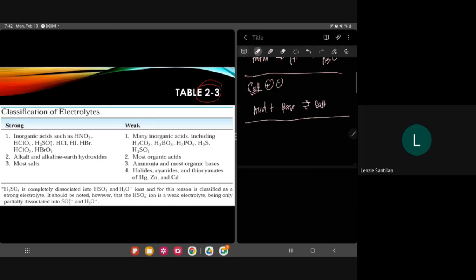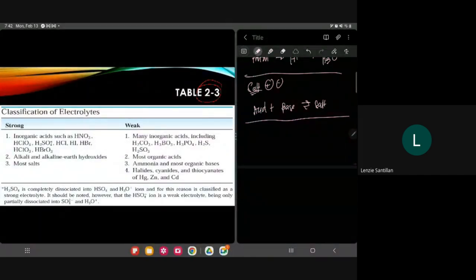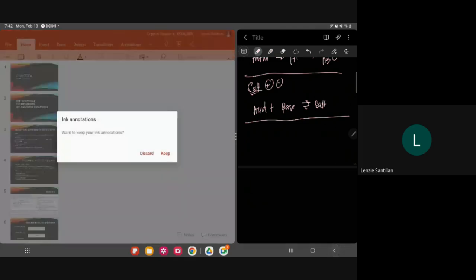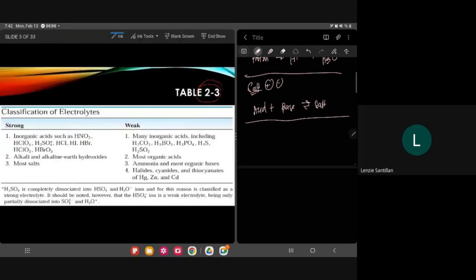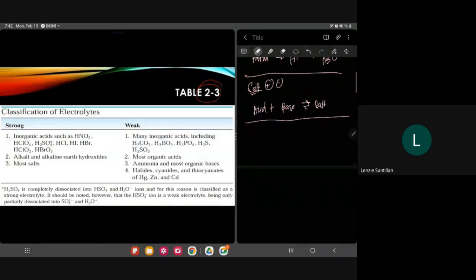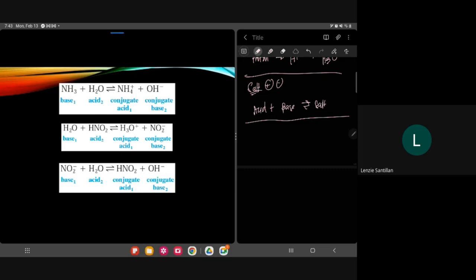So we have here the different strong and weak acids that you commonly encounter. So we have inorganic acids, and many inorganic acids. Okay, so keep in mind this table. So how would we describe acid and base? I think I have a classic example for this one.